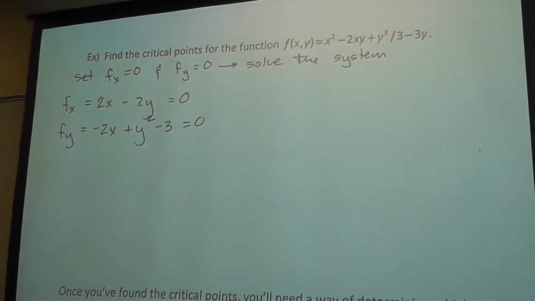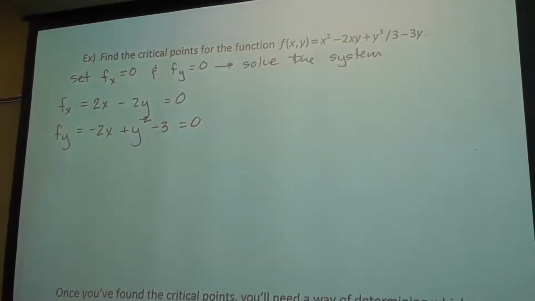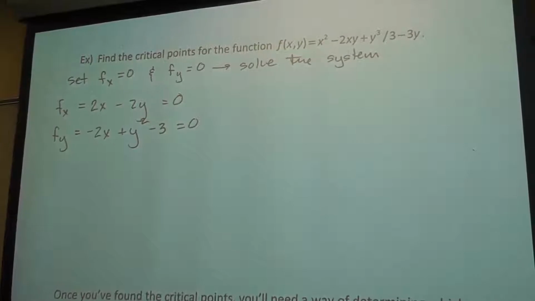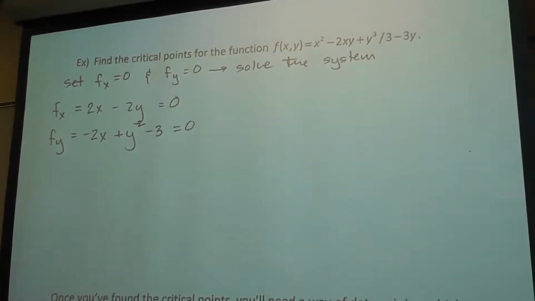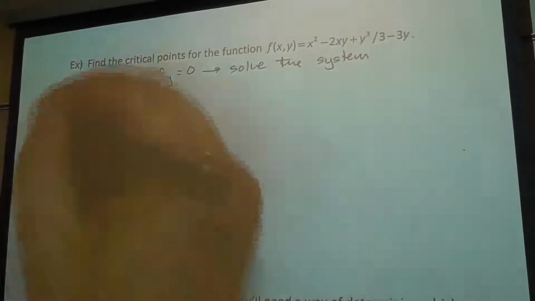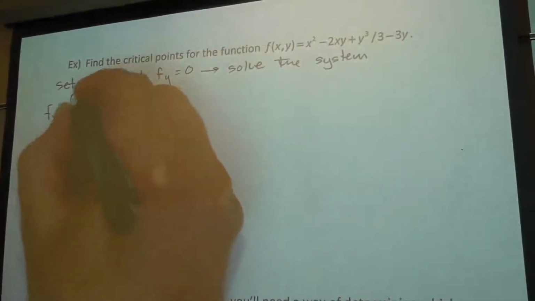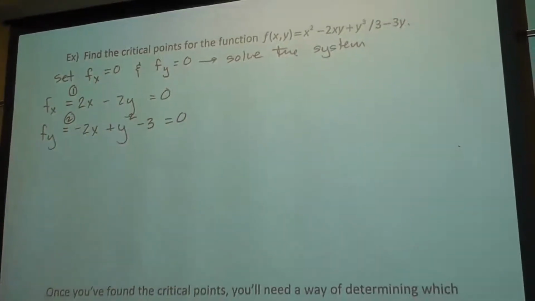All right. What you want is you want both of these equations to be forced to zero, and you want to find the values of x and y that make them both go to zero simultaneously. So what that means is sometimes you may have to do some kind of elimination or substitution. For example, I'll go ahead and number this first equation number 1 and this second equation number 2. Sometimes that might be handy for referring back to them.